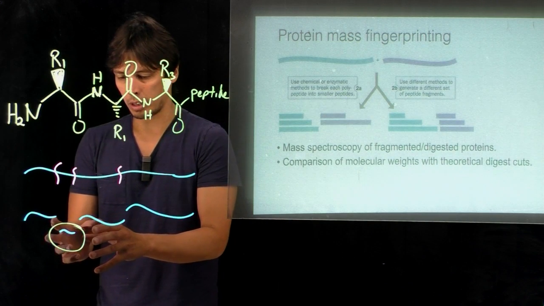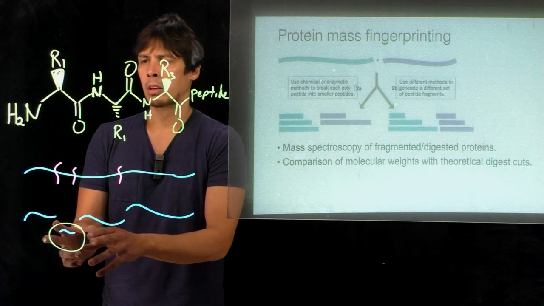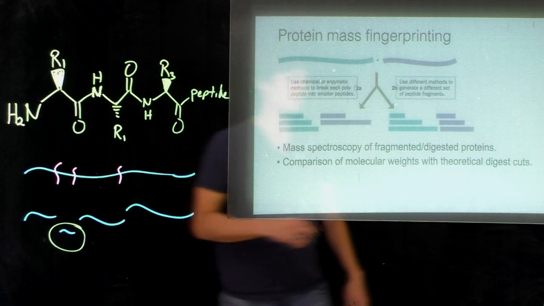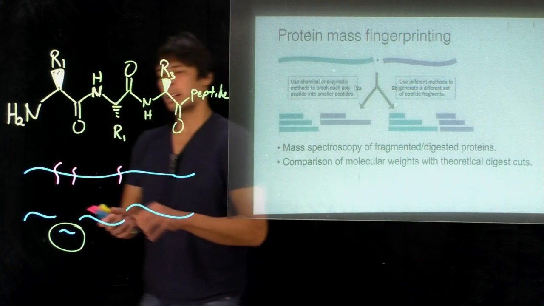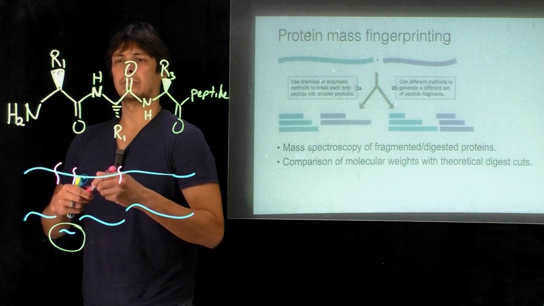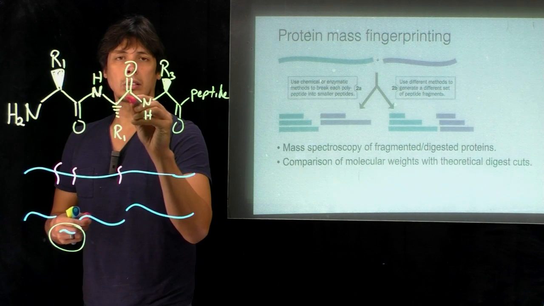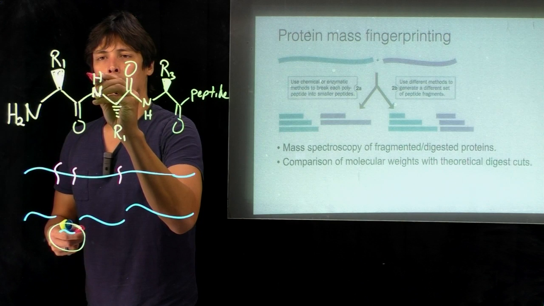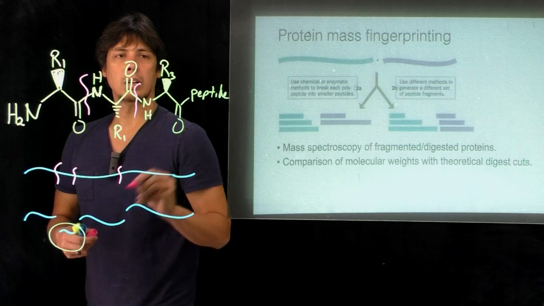So we can selectively insert, for instance, this smaller fragment. And from there, we can fragment this even further. These can fragment at each of these bonds along the peptide backbone, but we tend to get the most probable fragments at the peptide bond.